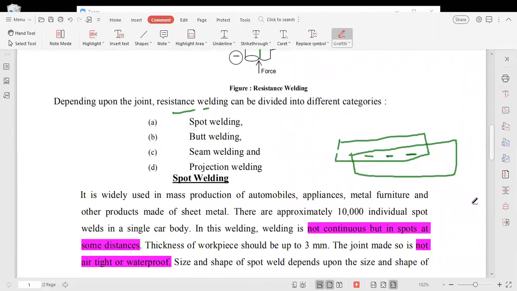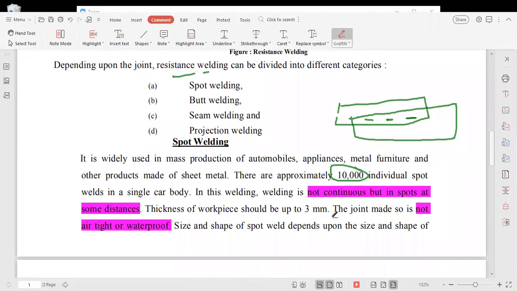Automobile industry में इसका बहुत ज़्यादा यूज है. अगर आप एक कार को देखेंगे, सिंगल कार की बॉडी, तो उसमें करीब 10,000 इंडिविजुअल स्पॉट वेल्ड्स किए हुए होते हैं. Now क्योंकि this welding is not continuous, ये एयर टाइट और वाटरप्रूफ नहीं है, because it is discontinuous in nature.